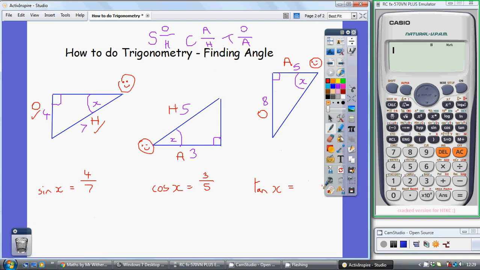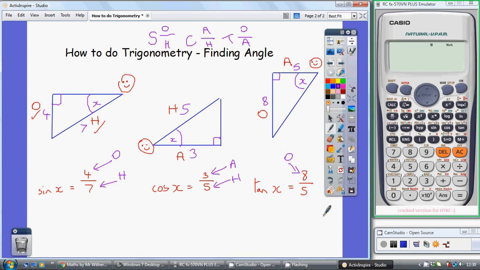So let's just go over that again. That is your opposite over your hypotenuse. This is your adjacent over your hypotenuse. And this is your opposite over your adjacent. So make sure you get those all the right way around.